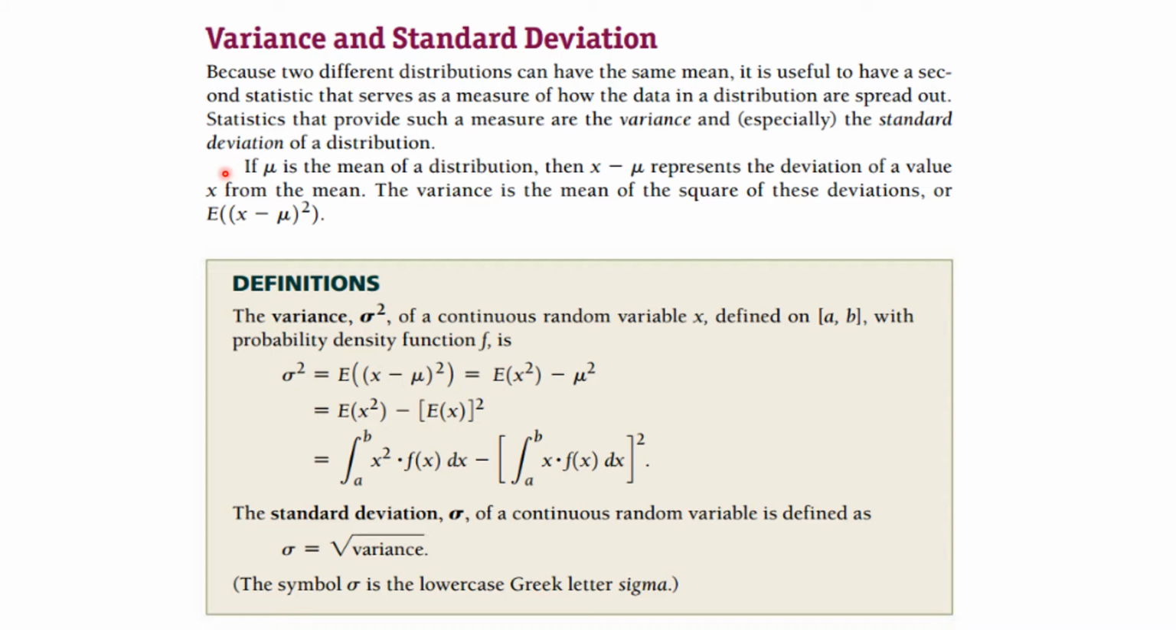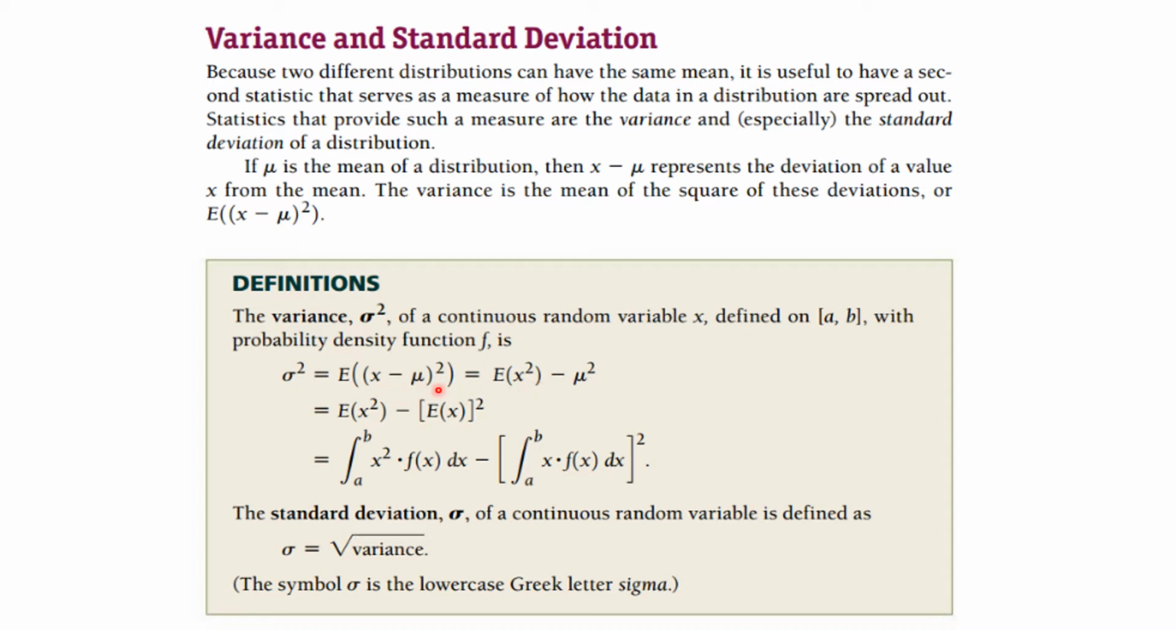So if mu is the mean of a distribution, then x minus mu represents the deviation of a value x from the mean. The variance is the mean of the square of these deviations, or this. The reason we're squaring it is so plus variations do not cancel out with negative variations. So the variance, sigma squared, and that's the sigma that we talked about before for standard deviations, of a continuous random variable x defined on [a, b] with probability density function lowercase f is sigma squared equals the expected value of (x minus mu) whole squared.